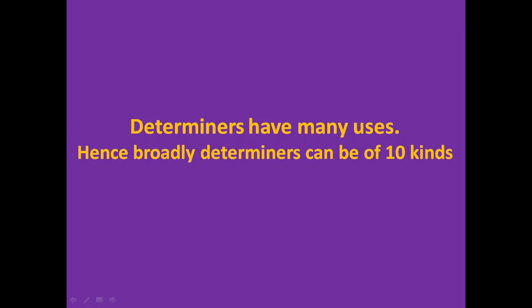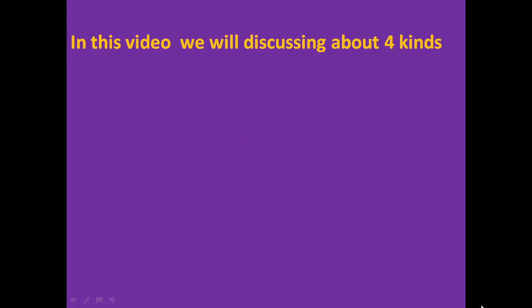Now students, determiners generally have many uses, and broadly determiners can be of 10 different kinds. Because of the different uses there are so many different kinds. So we'll study 4 different kinds in this video, and we'll discuss the remaining 6 in the other video that we'll be having afterwards. Now in this video we'll be discussing only 4 kinds.